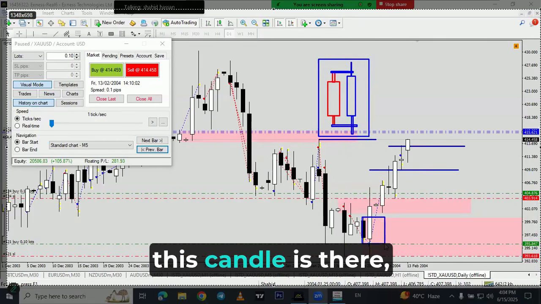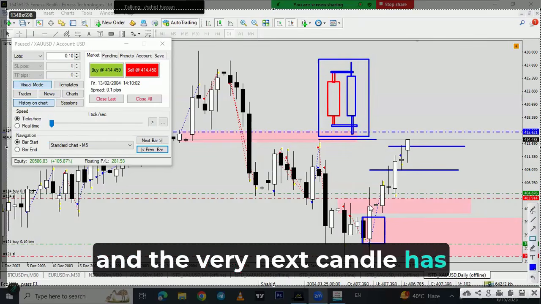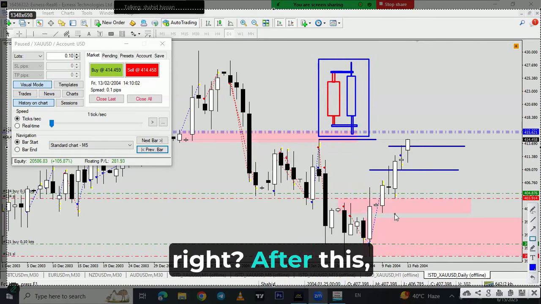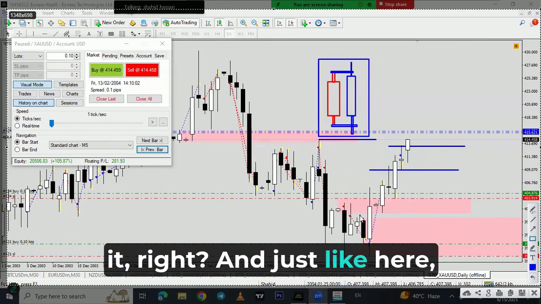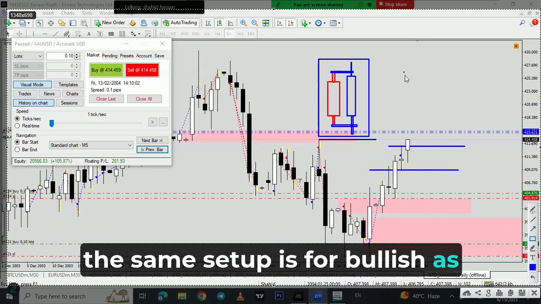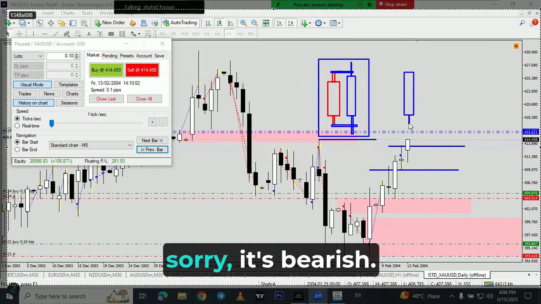Like here this candle is there and the very next candle has swept it here, and see this is an engulfing candle, right? After this, look at this candle, it has engulfed it, right? And just like here we have taken this too, right? After this the same setup is for bullish as well, right? This is a candle, sorry, it's bearish.